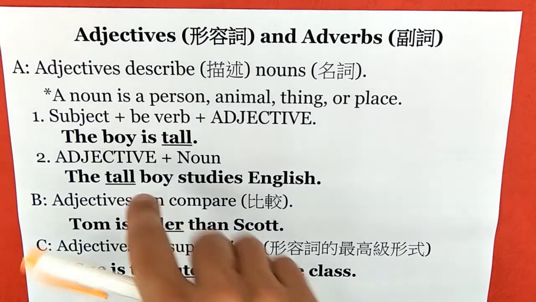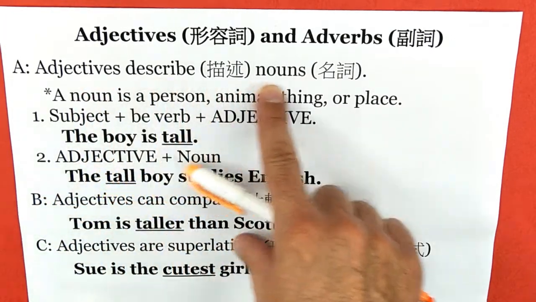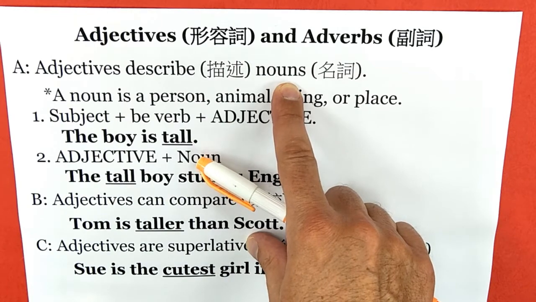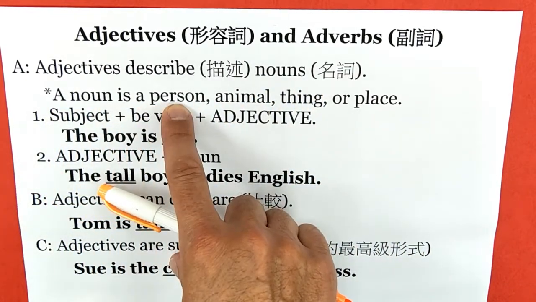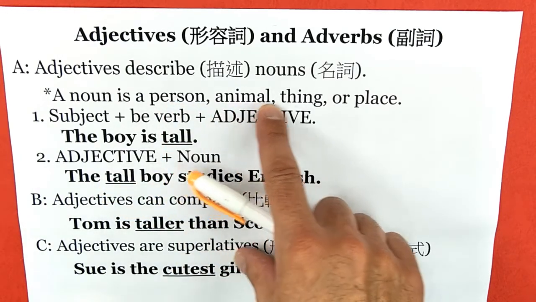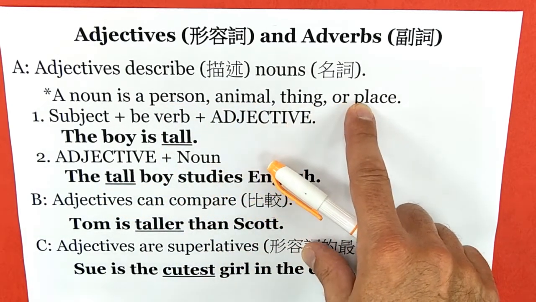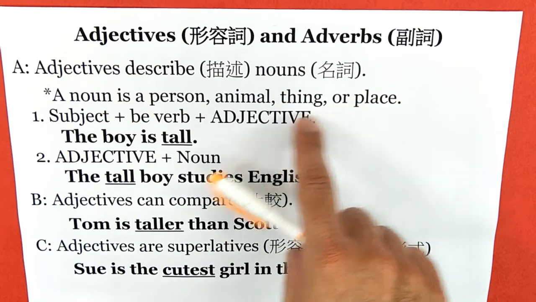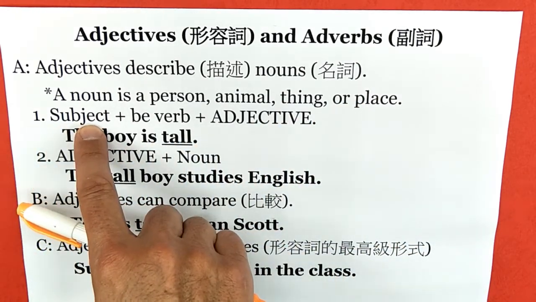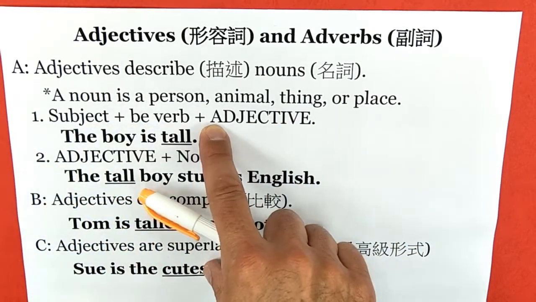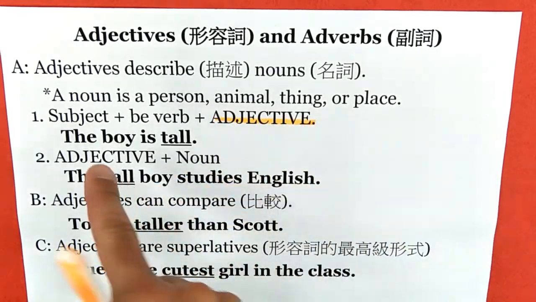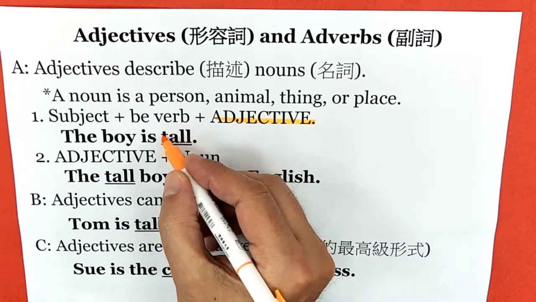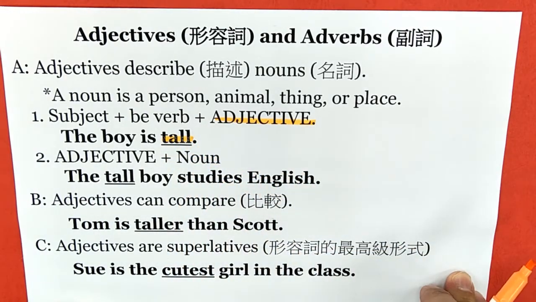A. Adjectives describe nouns. Remember what a noun is. A noun is a person, animal, thing, or place. Sentence structure number 1. Subject plus be verb plus adjective. There's the adjective. The boy is tall. Tall is an adjective.